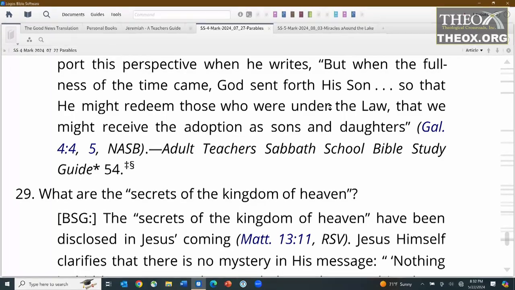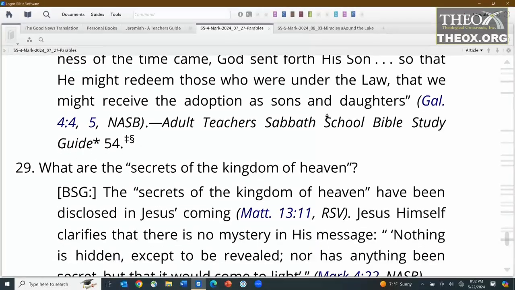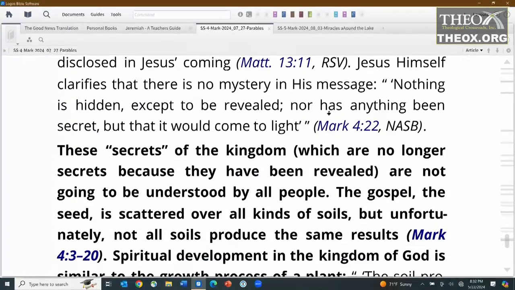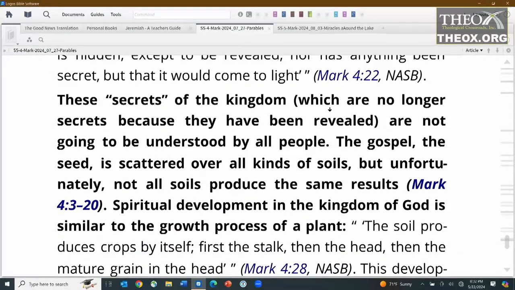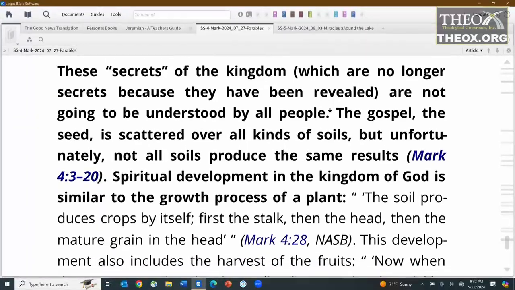Wow. So moving on, what are the secrets of the kingdom of heaven? Sure, if we have the time, do we? The secrets of the kingdom of heaven. Why don't you go through the last item there? Okay. The secrets of the kingdom, which is no longer secret because they have been revealed, are not going to be understood by all people.